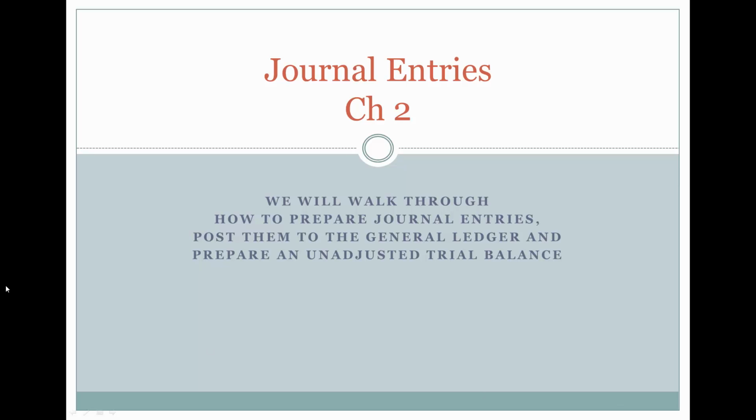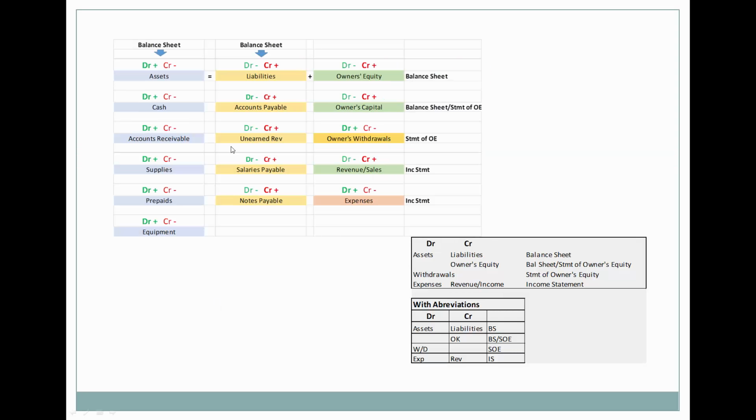Journal Entries, Chapter 2. We will walk through how to prepare journal entries, post them to the general ledger, and prepare an unadjusted trial balance. First of all, let's look at our accounting equation.